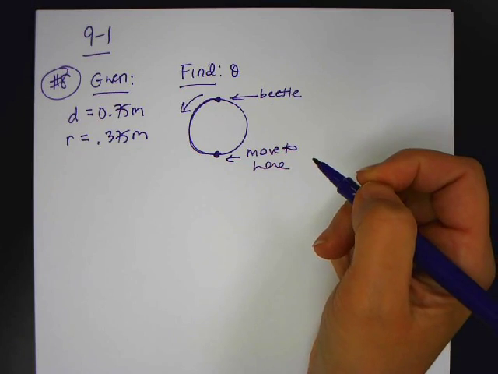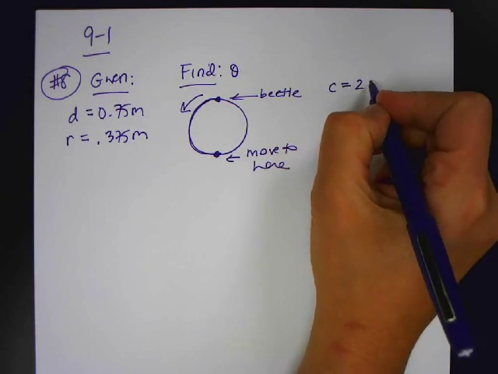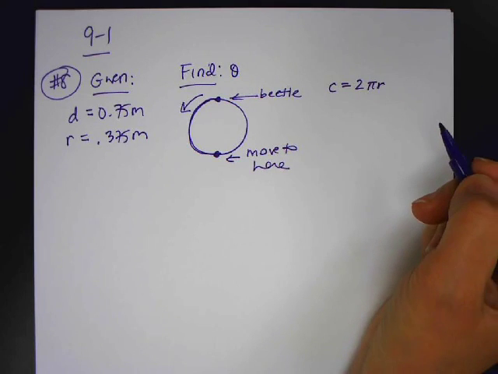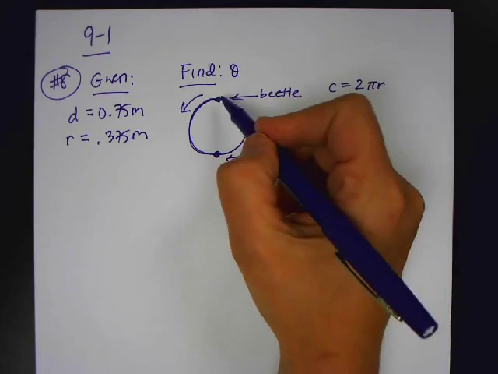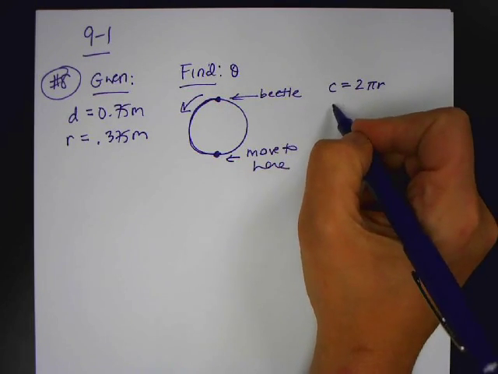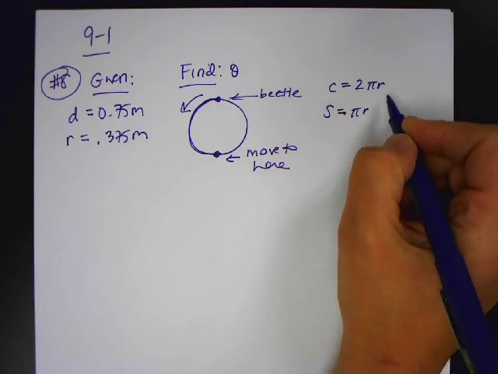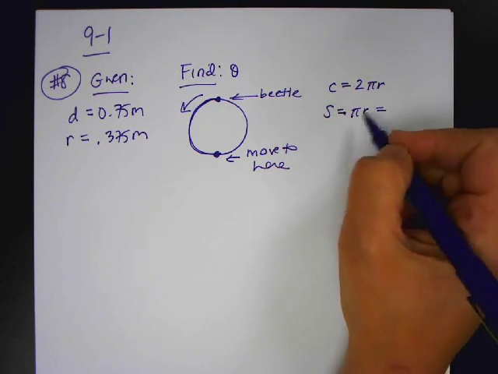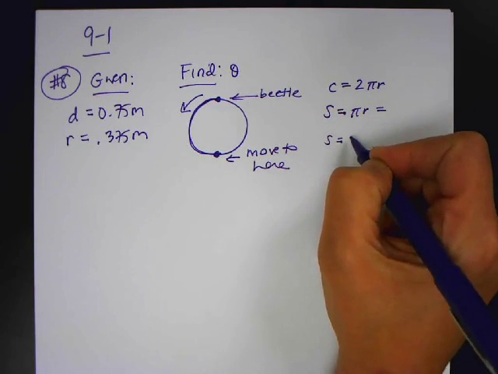So where do we start? Well, we know that the circumference of a circle is the distance around it. So that's 2 pi r. So then how far it goes in meters is going to be half of that. So S is going to be pi r. So that comes out to be pi times 3.75. So S is equal to 1.18.